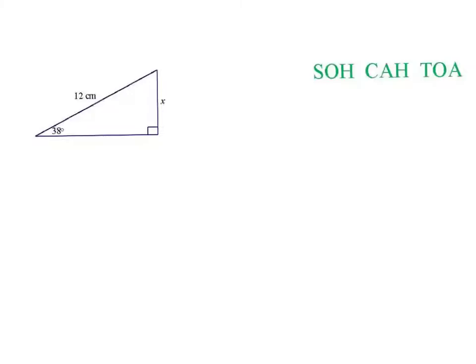So the first thing we'll do is set up our sine ratio using the numbers in the problem. The sine of 38 is equal to x over 12. Now we just need to solve for x. If we multiply each side by 12, we'll get x alone. So x equals 12 times the sine of 38. At this point, you simply type that into your TI, making sure you're in degrees, and it will happily give you 7.39 centimeters for the length of x.